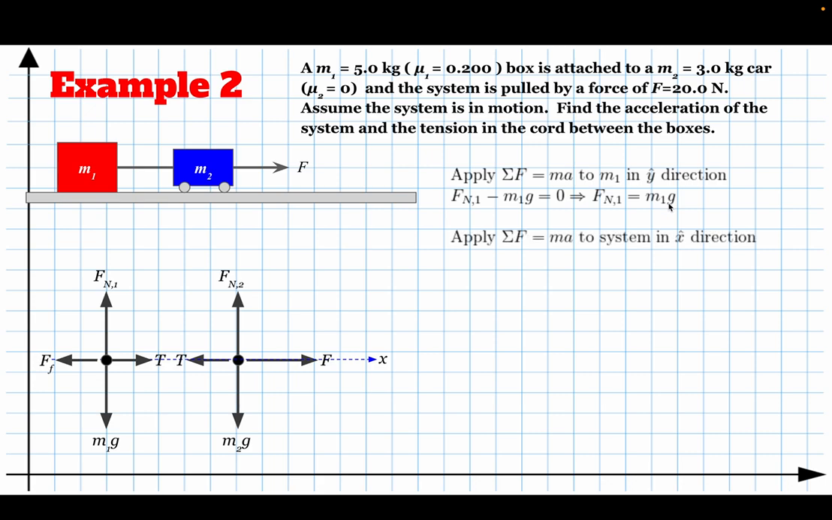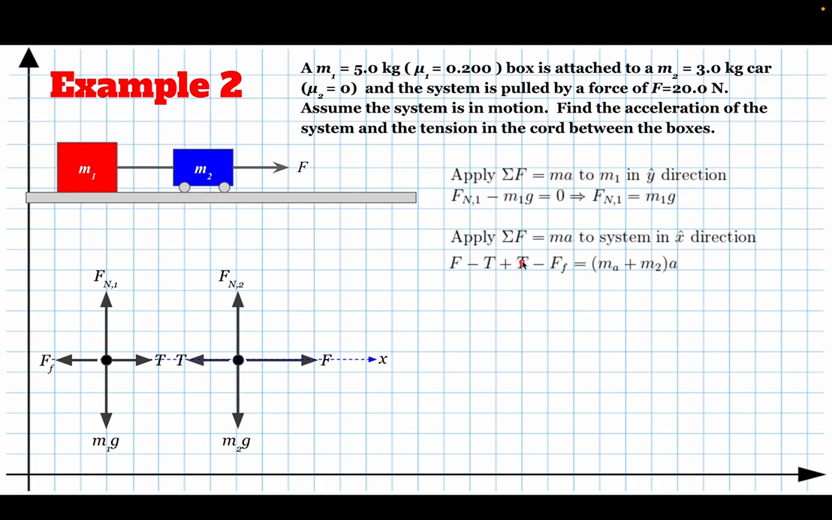Now, let's apply Newton's law to the system in the x direction. Forces to the right minus forces to the left equals ma. So forces to the right are F. Minus T is to the left. This T is to the right, so it's plus T. And then the friction force is to the left, so it's minus FF. That is the net force. That's got to equal the mass of the system times its acceleration.